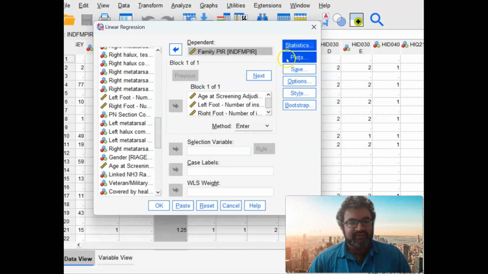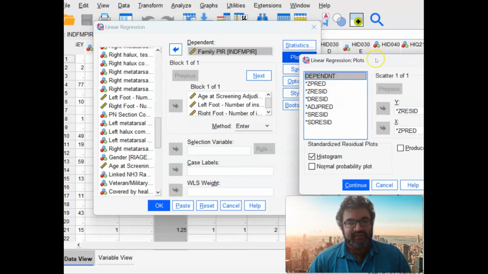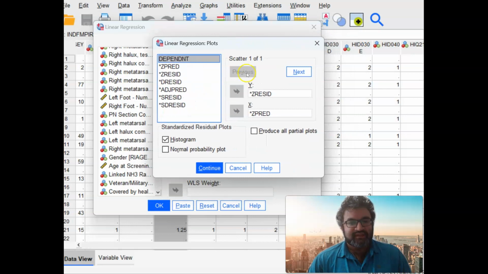But then you take a look at plots, and here this is important. Many places don't have this, so it's important that you keep in mind this plot, and we'll be interpreting that plot. So the plot here is ZRESID, and then this one is ZPRED. So this is the residual versus the predicted. We're going to be interpreting that again.